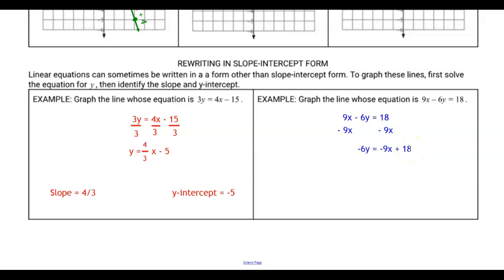The next thing I have to do is get the y by itself by dividing by negative 6. That division goes down like this. These eliminate the negative 6's. Negative 9 divided by negative 6, of course, gives us 3/2 when we simplify, and then 18 over negative 6 is negative 3. So I can identify my slope and my y-intercept as 3/2 and negative 3, respectively. Again, I could not get that from the original version of the equation, but once I write it as slope-intercept form, it's an easy thing to identify.